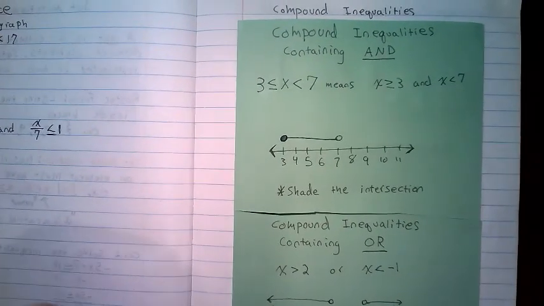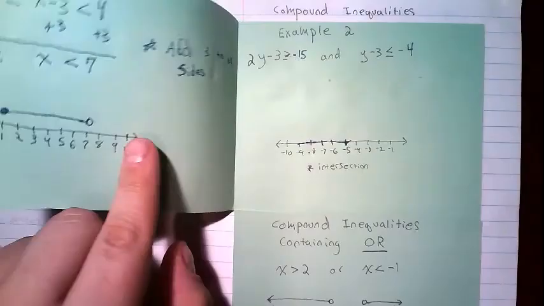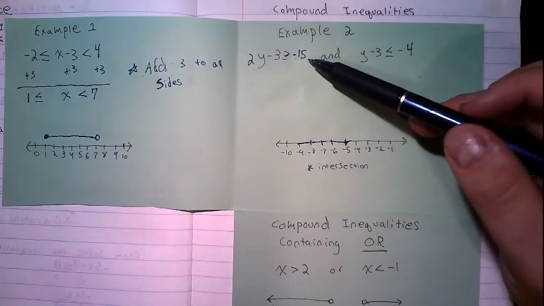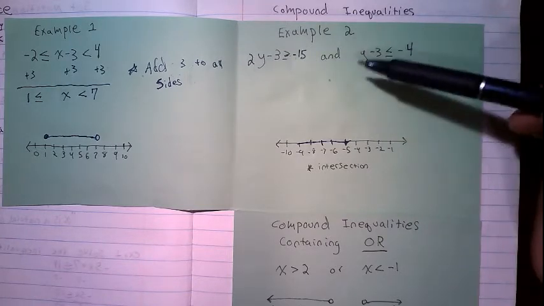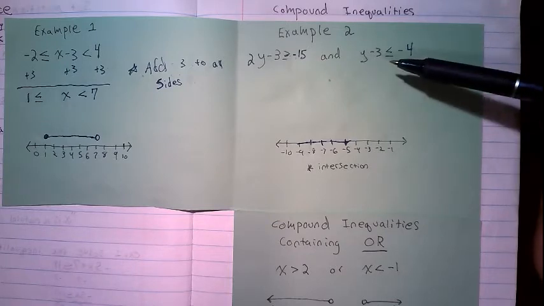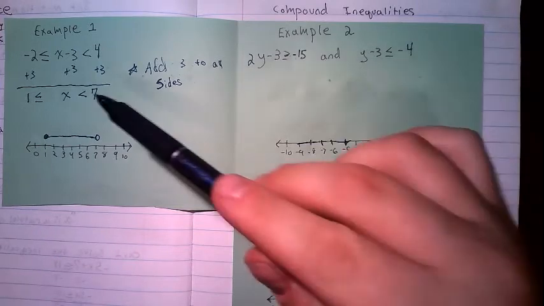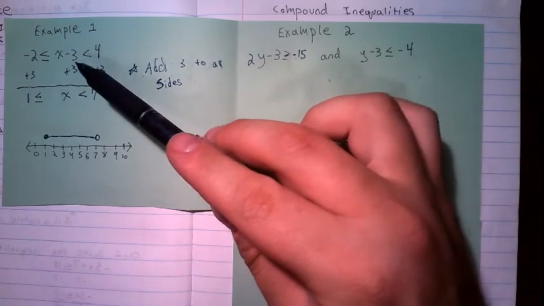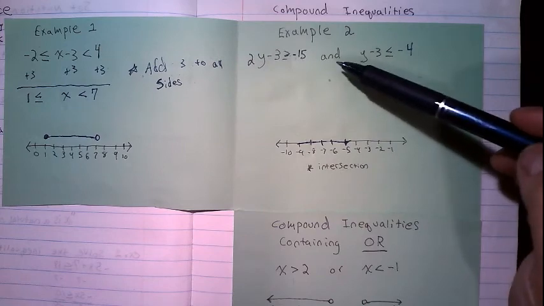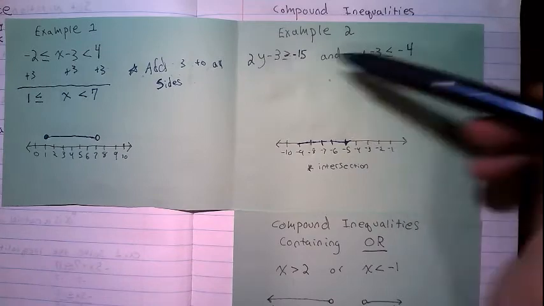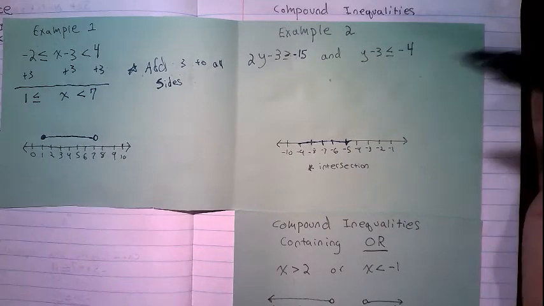And so now we're going to flip this one back up and do example 2. So example 2, we've got 2y minus 3 is greater than or equal to negative 15, and y minus 3 is less than or equal to negative 4. Inequalities don't always have to be written grouped together, right? Sometimes they're just going to be the word and. And in this case, we're going to have to solve each of these separately. So let's see what that looks like.